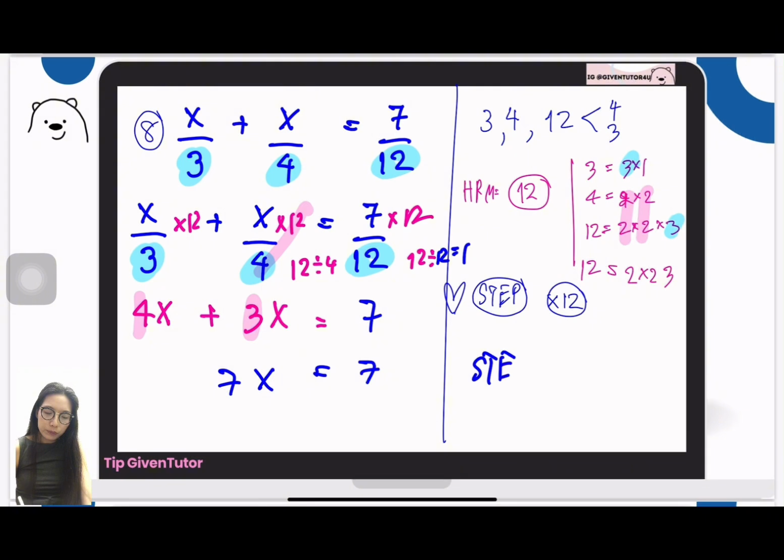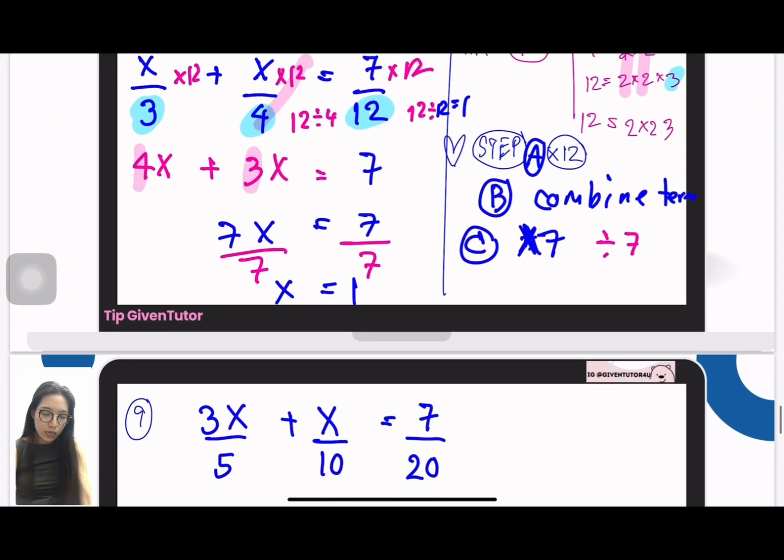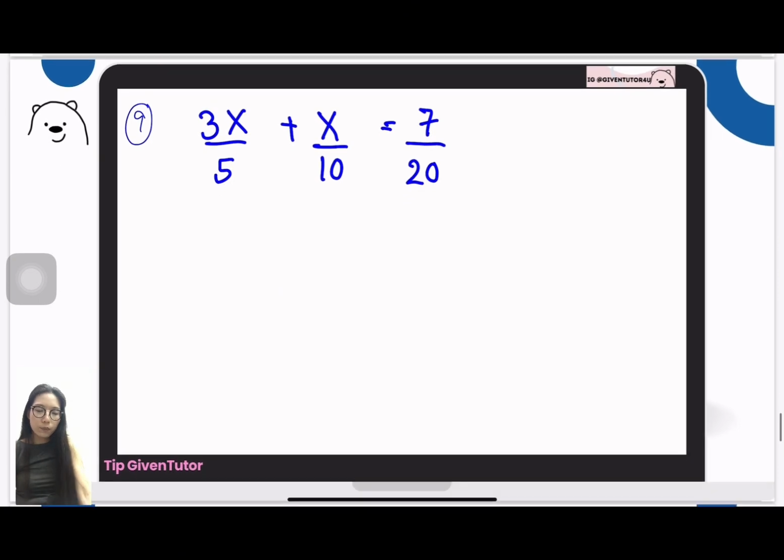Step 2: Step A is to multiply with 12. Step B is to combine terms, right? And then step C, because this is multiplied with 12, we divide by 7, sorry, not 12, 7. So right here this is x, and then equal to 1. Okay, so this is number 8. And then when we see number 9, we will do the same as number 9 also.